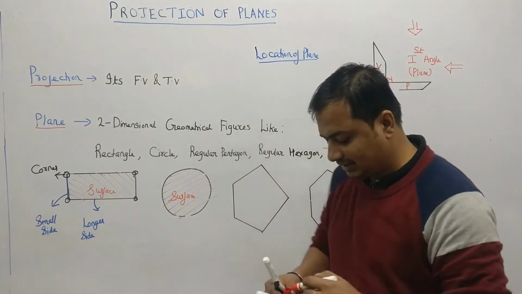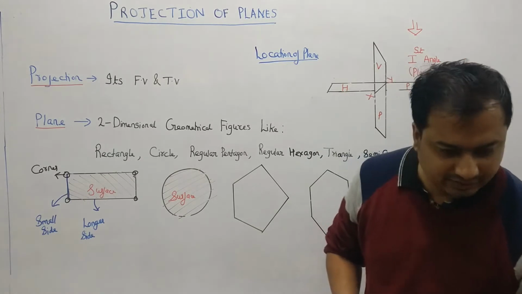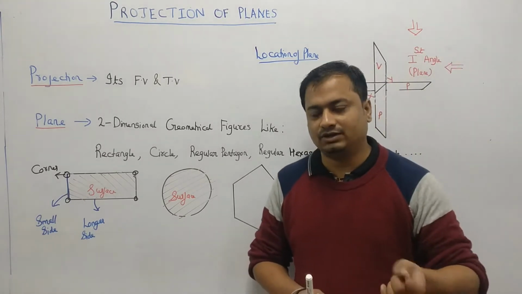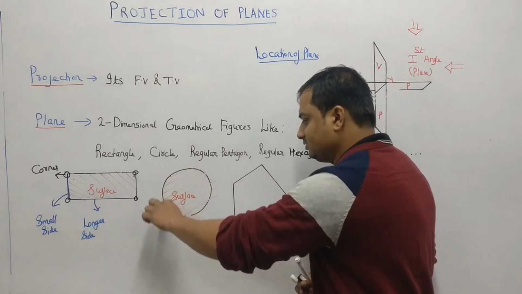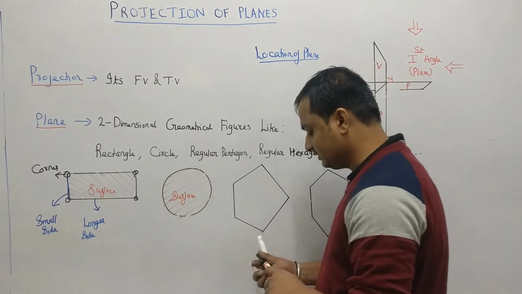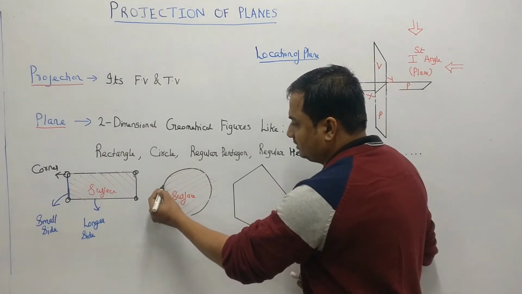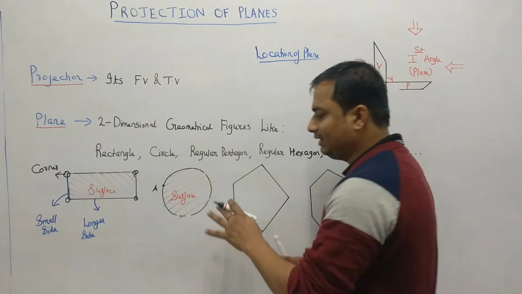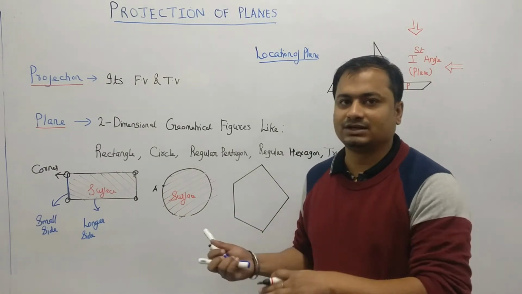Surface. So circle is having the surface. Circle will not be having the term like the side or the edge, but this will be the circumference of the circle. I can take any point on the circumference. I have to name it A. So A is any point on the circumference of the circle.